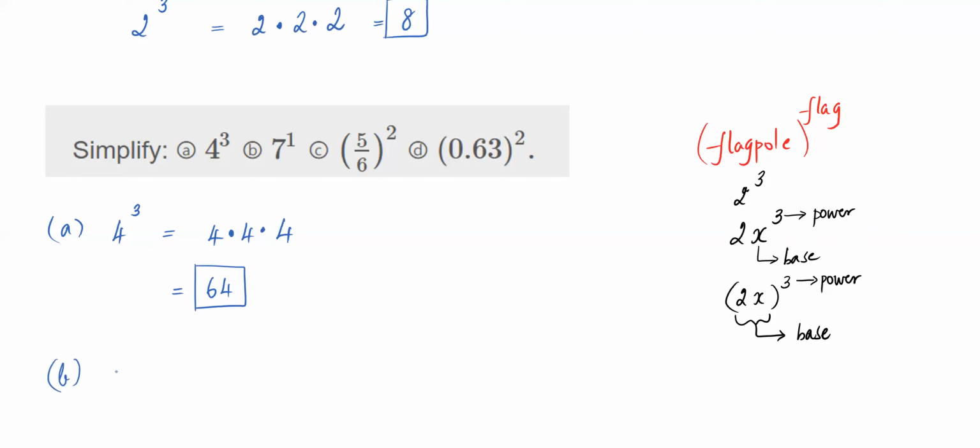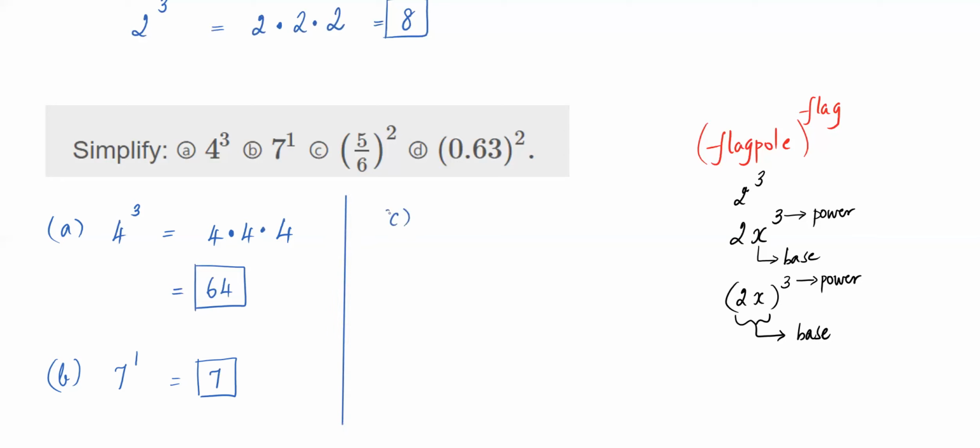Looking at problem B here, 7 power 1. So look at the power. The power is your flag. Flag is 1. And the flagpole it's attached to is the 7. No question about any other numbers around it because it's just the 7. So you know that the base is directly a 7. So the 7 has to be multiplied how many times? Just 1 time because the power is 1. So the answer itself is 7. Okay.